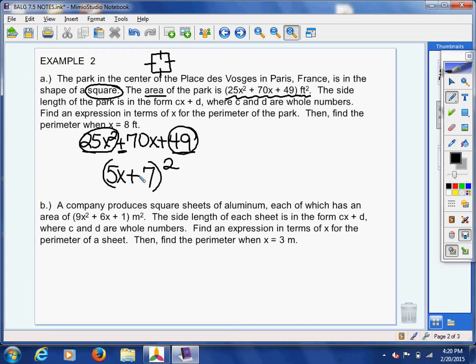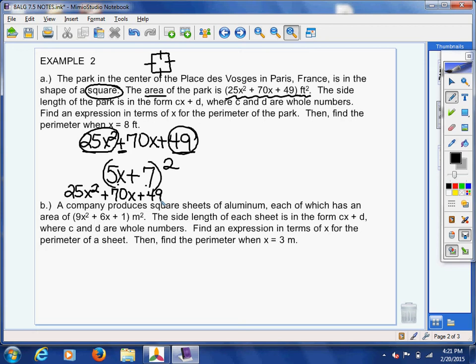Now, I told you on example 1, please be careful and check your answers. Let's just check real quick. 5x, we want to square both the 5 and the x. That's 25x squared. 5x times 7, that's 35x. Double that, that's 70x. And then square the 7, that's 49. So yeah, I know for a fact that I factored this correctly because I checked it. All right, so I factored it.